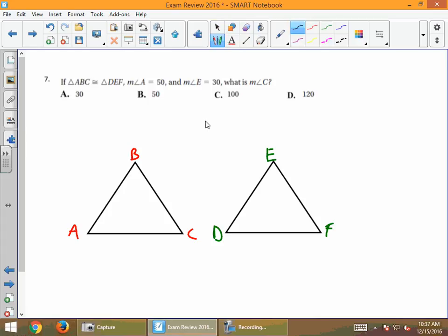Now that I have that picture down, I'm going to fill in the values I have. Angle A is 50. Angle E is 30. And I'm going to find out what angle C is. We're on number 7, right there at the top. All right, so who's got a plan? Plans, ideas? Anything? Nothing. Skip this one, chalk it up as a loss. Derek.